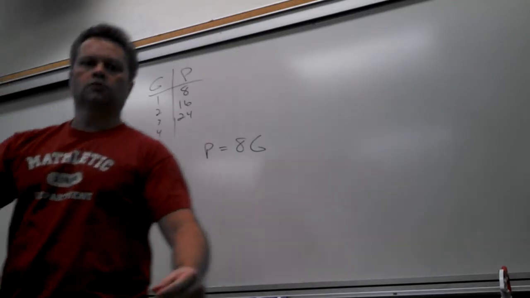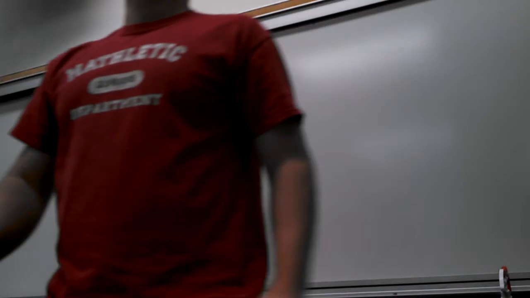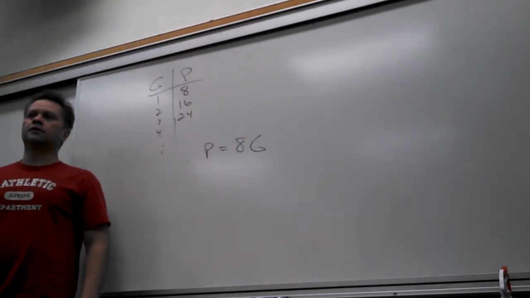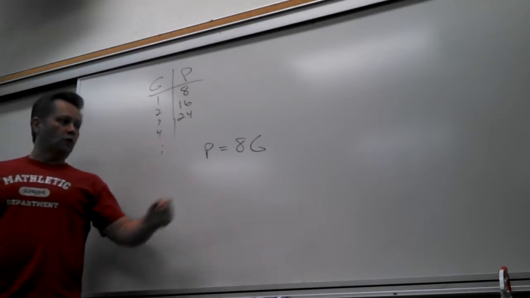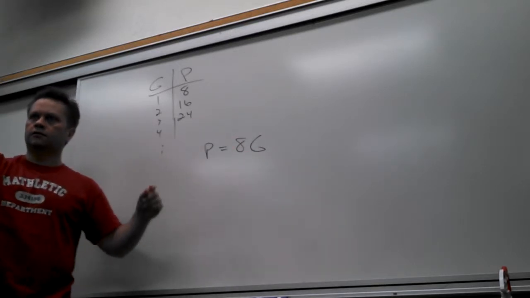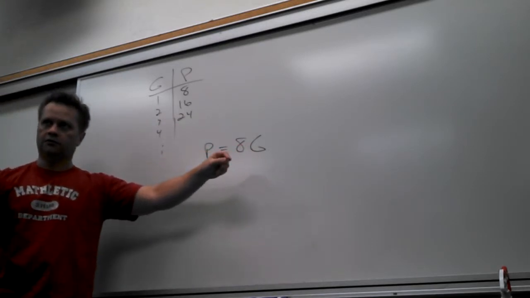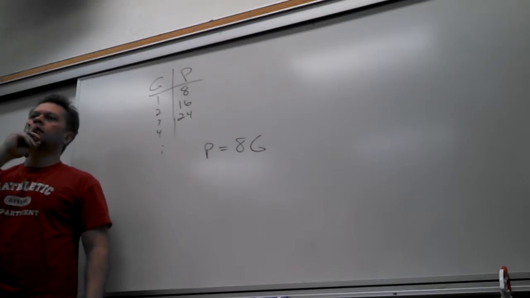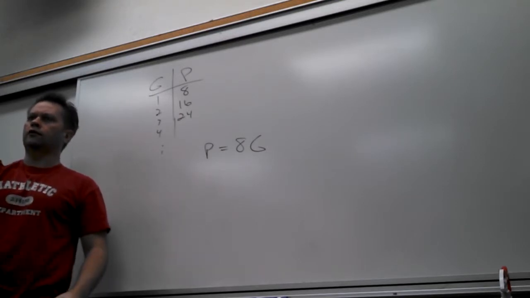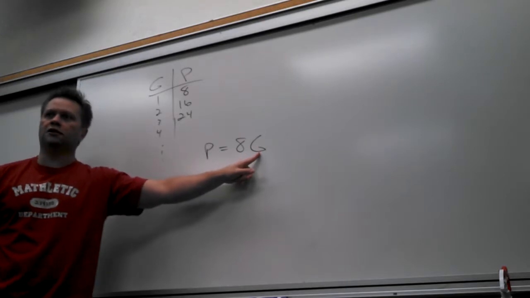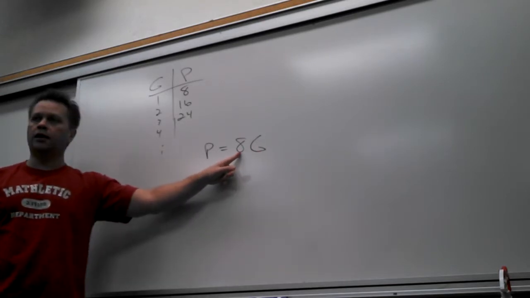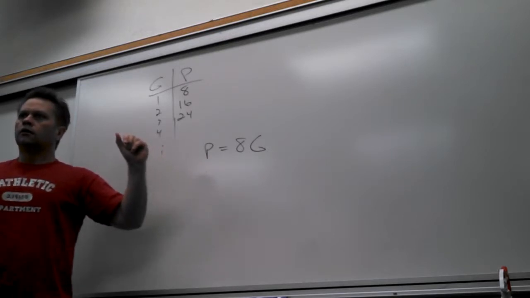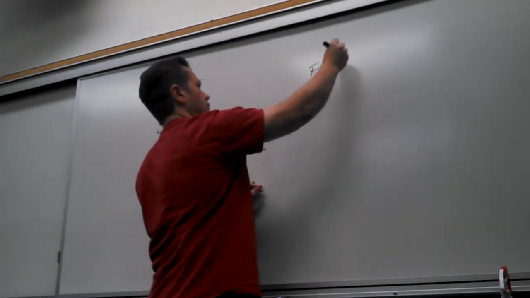Yes? I messed up. No, you didn't mess up. 8 pints equals a gallon? No, that's not what it says. Whatever the G is, if there were 3 gallons, if G was 3, how many pints is that? If I had 3 gallons, how many pints do I have? 24. So what did you do to G? What did you do to 3? You multiplied it by 8 to get the number of pints. Oh, okay, yeah, right. So just like feet and inches.